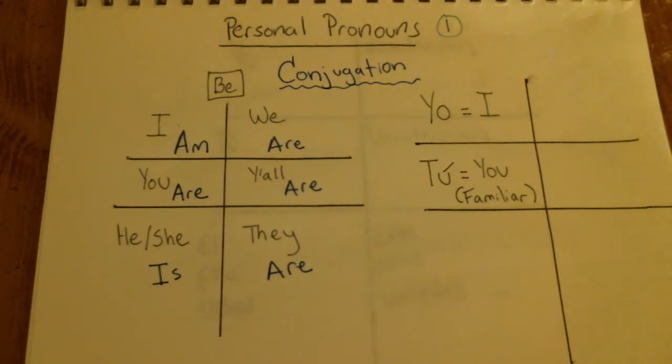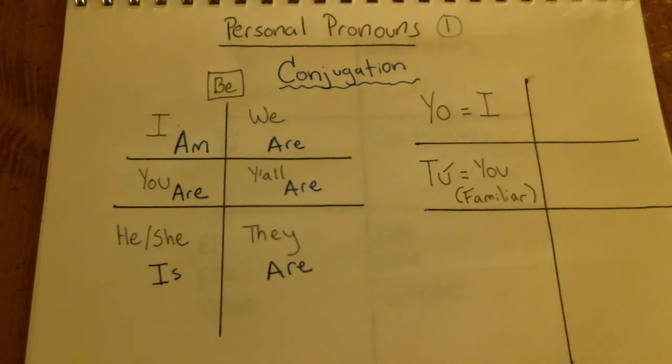If you're saying you, but you're talking to a buddy, or a coworker, or one of your children, okay? If you're in a familiar situation where you're talking to someone that you're comfortable with, you would say tú.